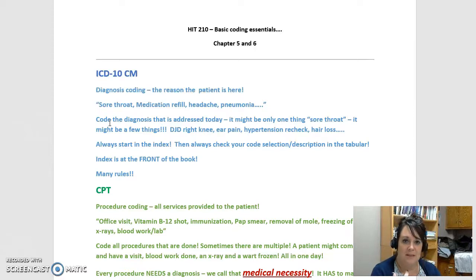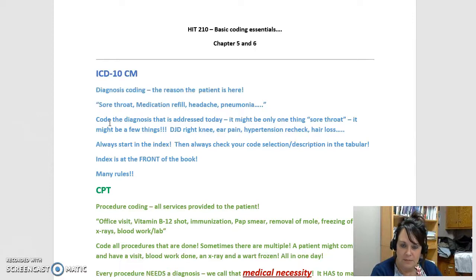You could have a patient that comes, you make an appointment for that sore throat and all of a sudden, while you've got the doctor in the room, I have this left knee pain, I have a wart that I need frozen, I have a mole that I need removed, and I'm having hair loss or problem swallowing. It could be a bunch or a list of things wrong that day. Just depends on the visit.